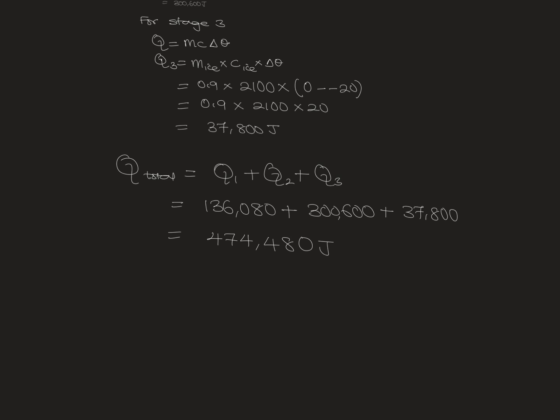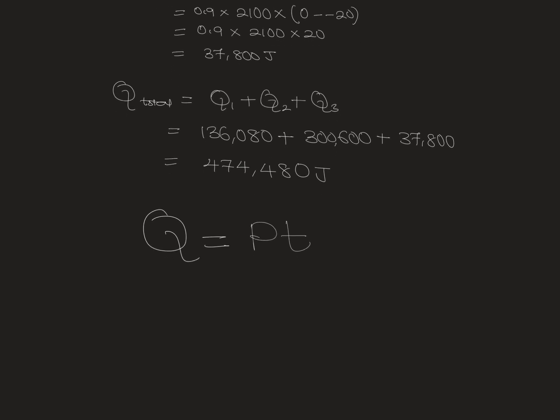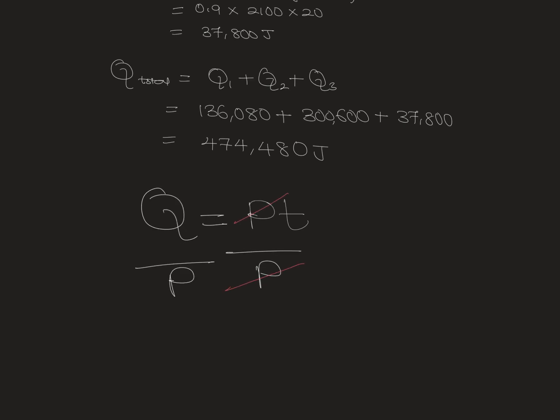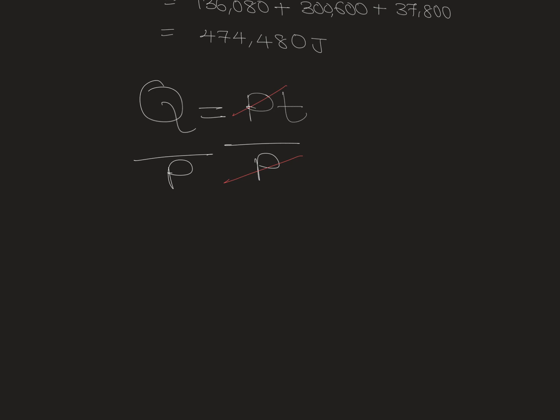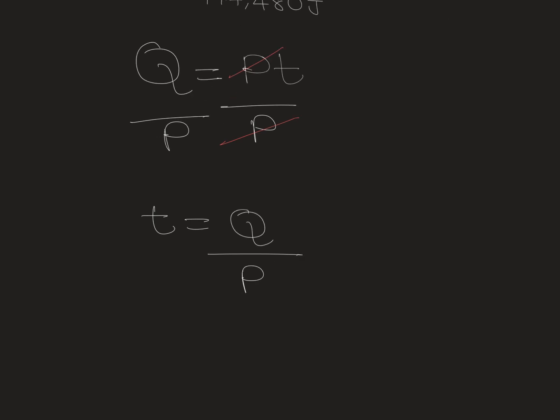So if we can remember the equation that the quantity of heat is also equal to the power times the time, then to find the time, we divide both sides by power. So this will cancel this. Therefore, we can say time is equal to the quantity of heat divided by the power.